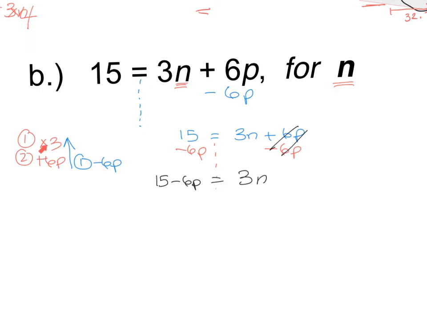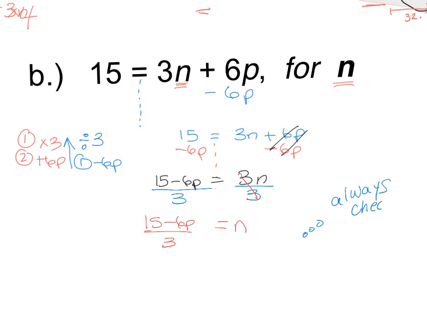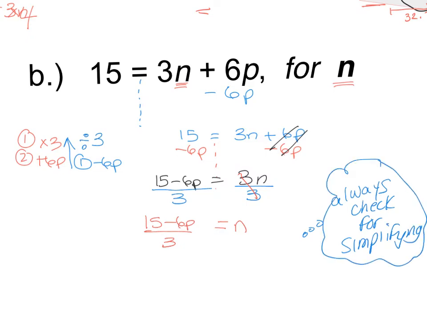And the next step is to undo that multiplication by dividing by 3. And remember that division, now we use the fraction bar. So it's divided by 3 and divide the whole thing by 3. That's going to give you n equals 15 minus 6p, divided by 3. Now you should always check to see if you can simplify even more. In this case, 15, 6, and 3 are divisible by 3.